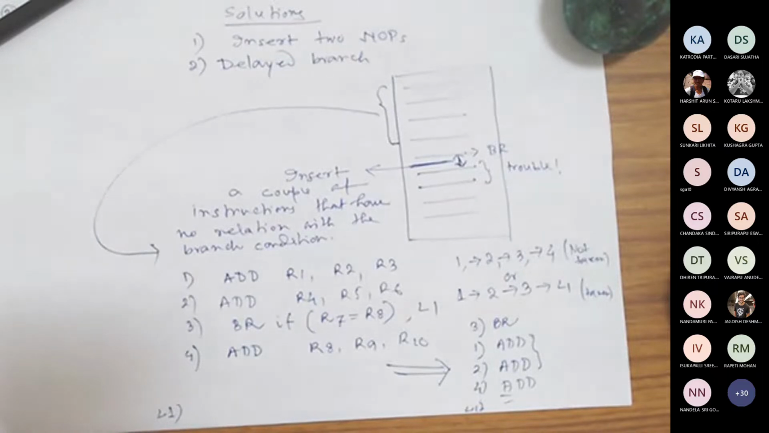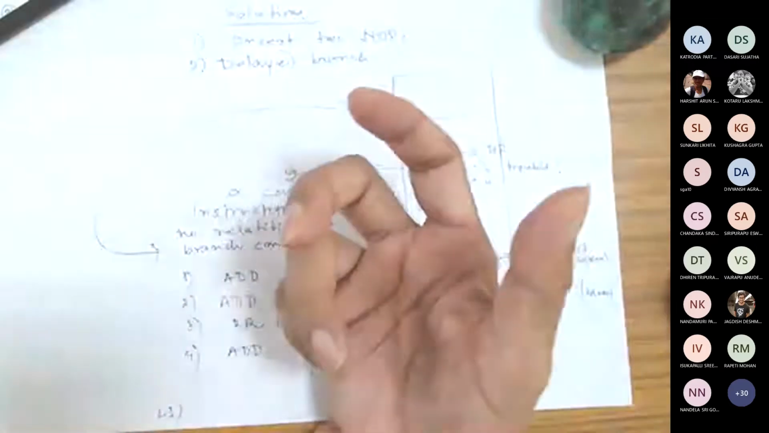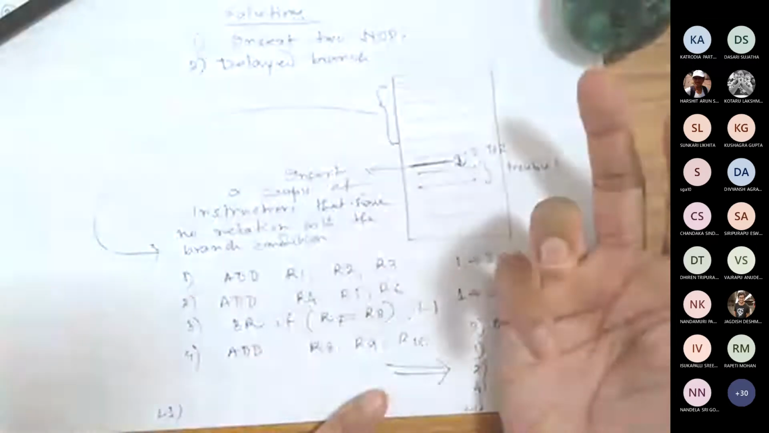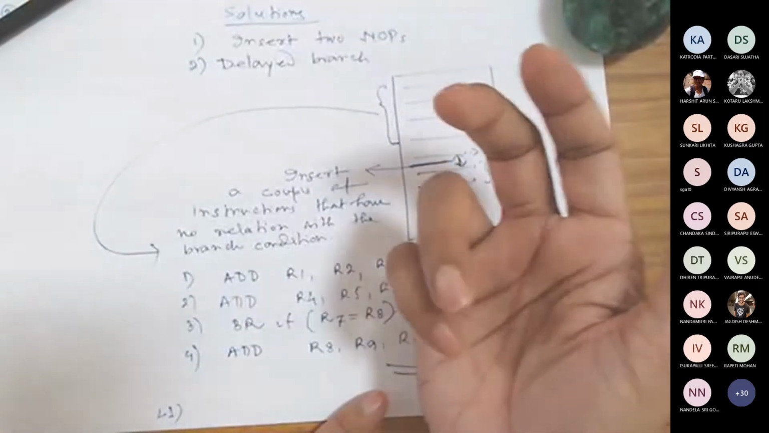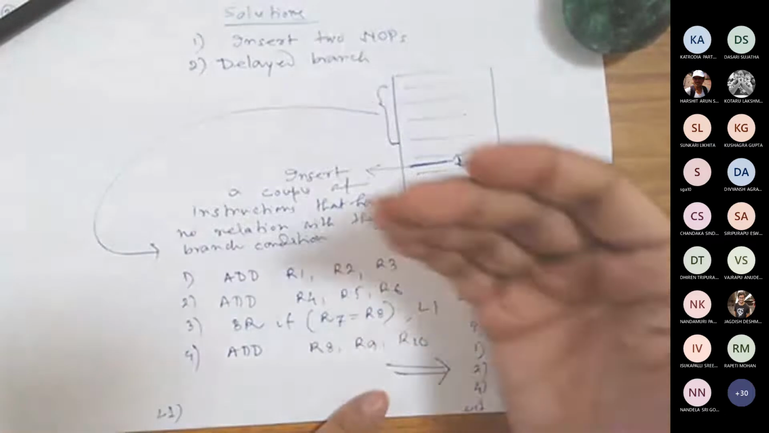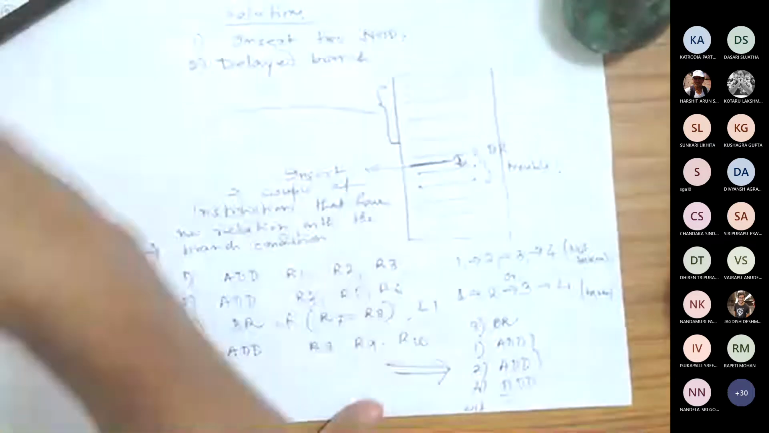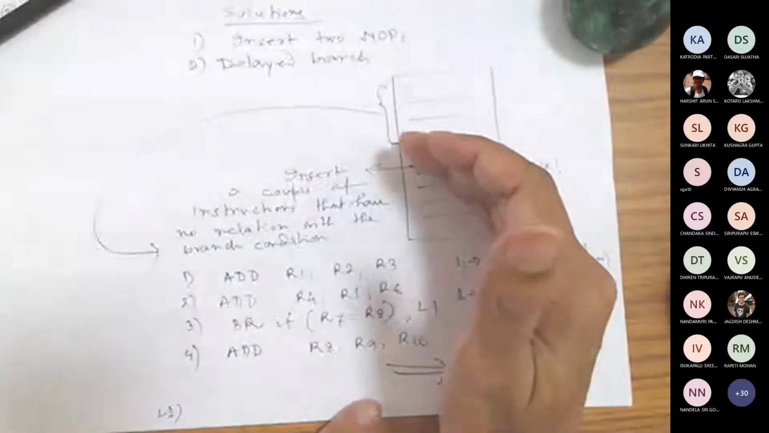Sir, so one or two do not come into the pipeline before restructuring. They will come into the pipeline only after it is restructured. Yes, we are talking about software. Whenever we are talking about software solutions, even inserting NOP, it means it is done at the software level. The compiler does it. When these instructions enter into the pipeline, that means the hardware, it has already been decided. Okay.